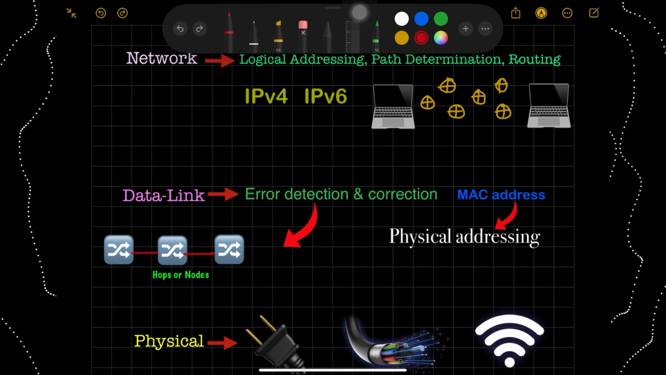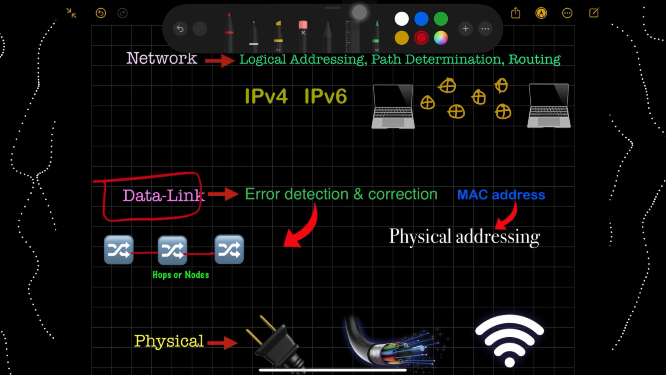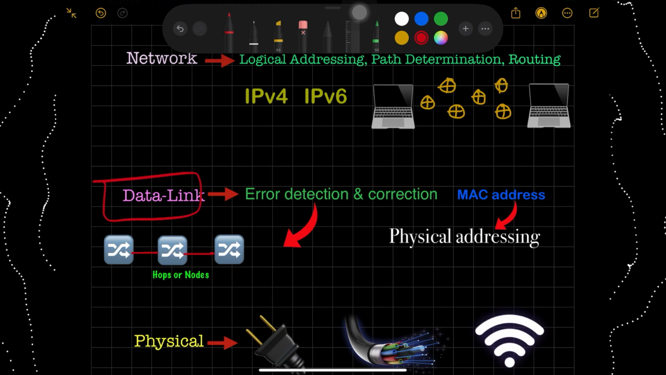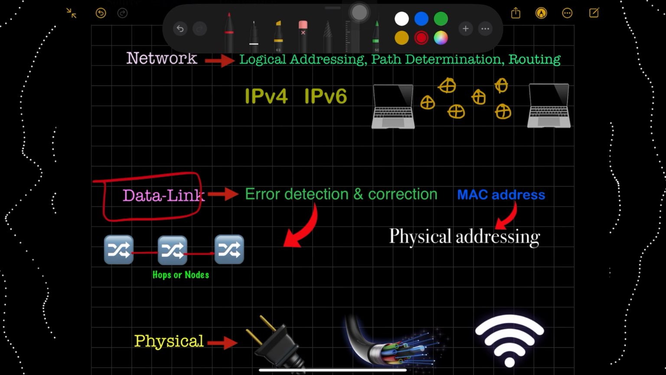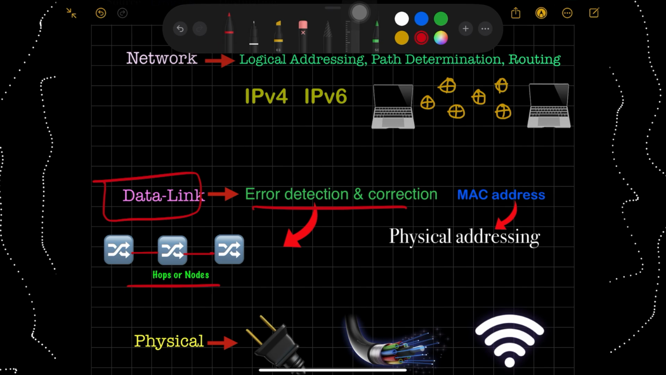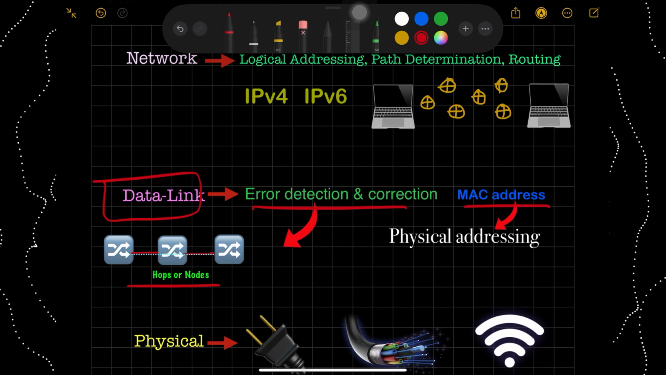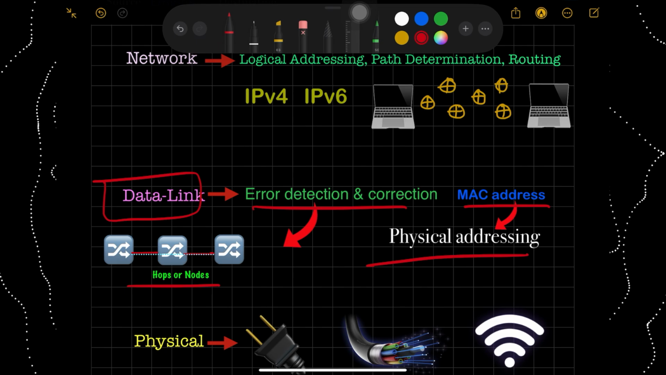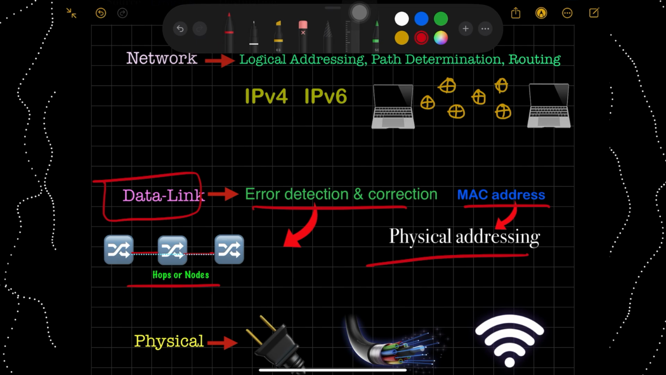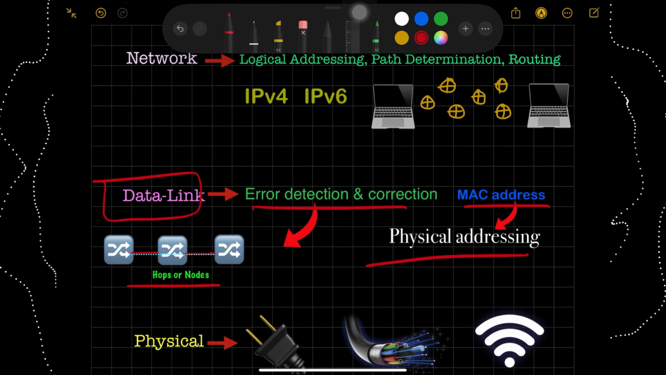Next up is layer 2, the data link layer. This layer is in charge of creating a reliable link between two directly connected devices. It handles things like error detection and correction between nodes and hops, as well as the MAC address, which is a unique identifier for network interfaces. It essentially ensures the data is packed into frames for safe transmission between the devices.